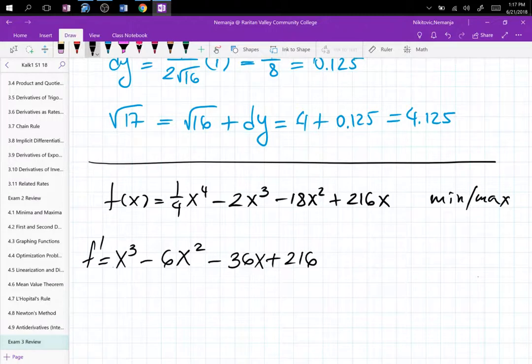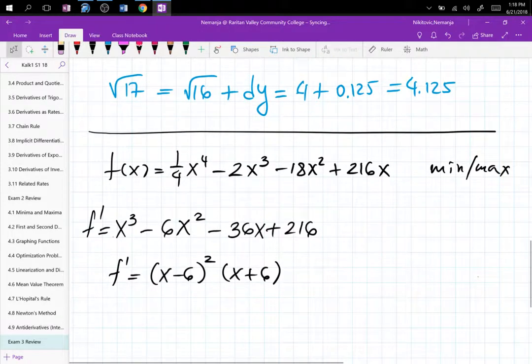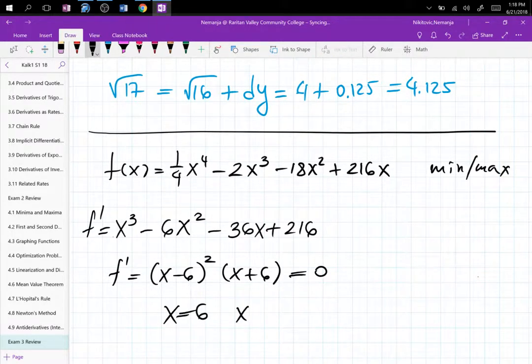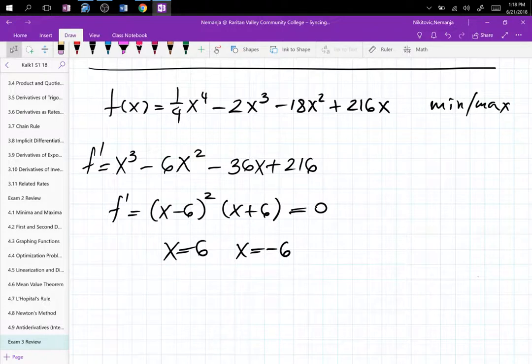Yeah. I asked Wolfram Alpha to factor this in all of its infinite wisdom, and this is what it came up with. Our first derivative is equal to (x - 6)^2 times (x + 6). So when I set it equal to 0, I have x equal to 6 and x equals negative 6. So these are the two values that are critical points.